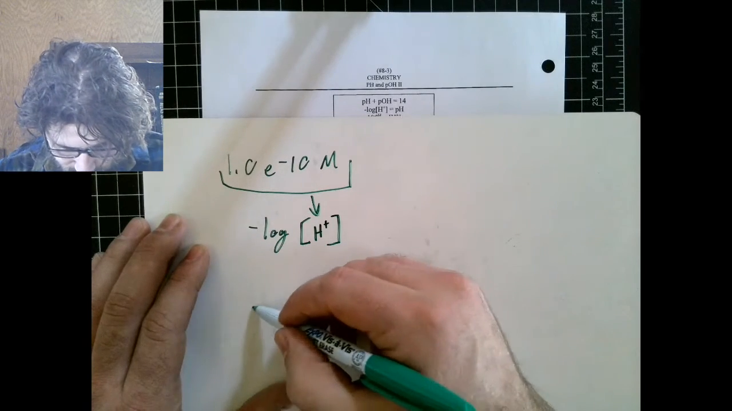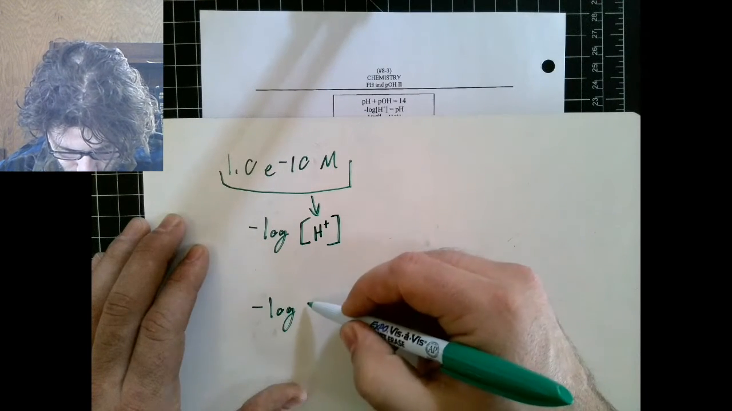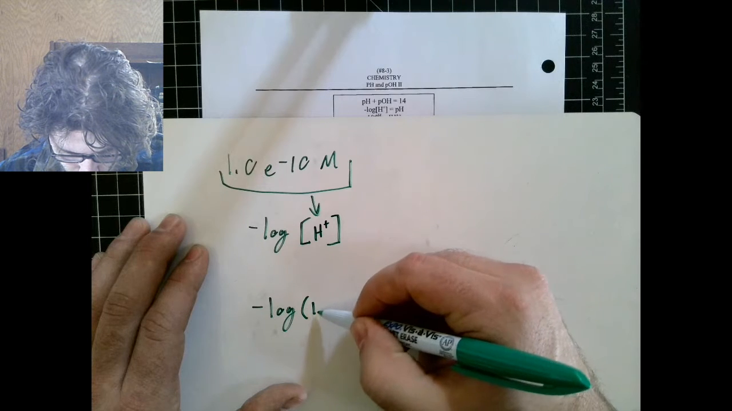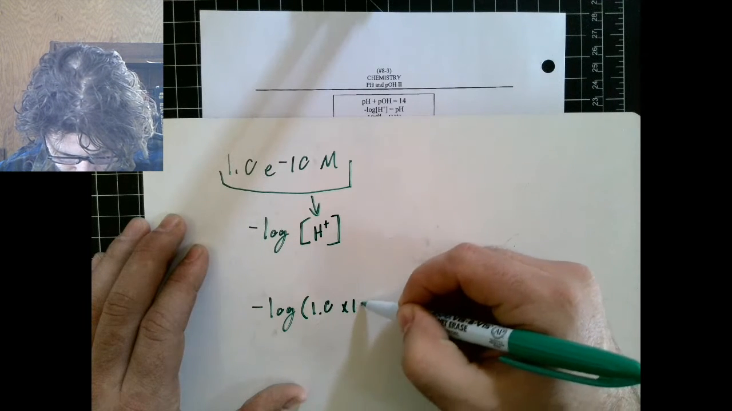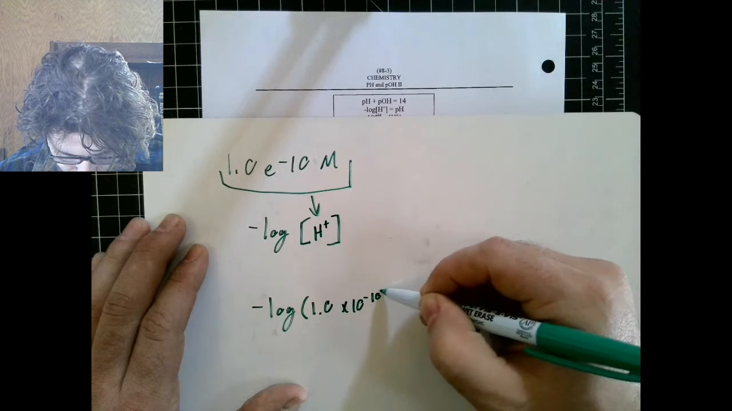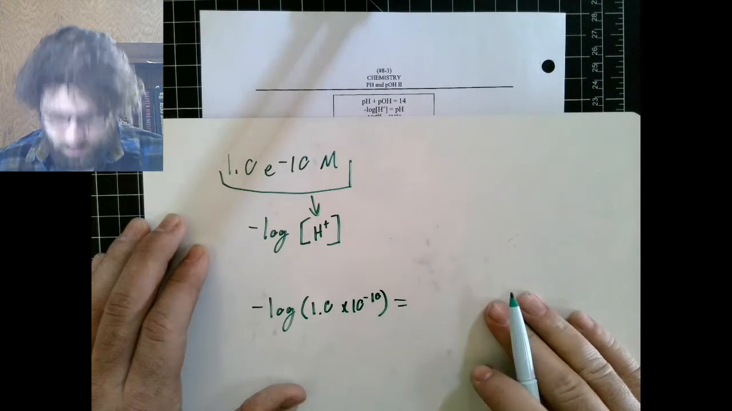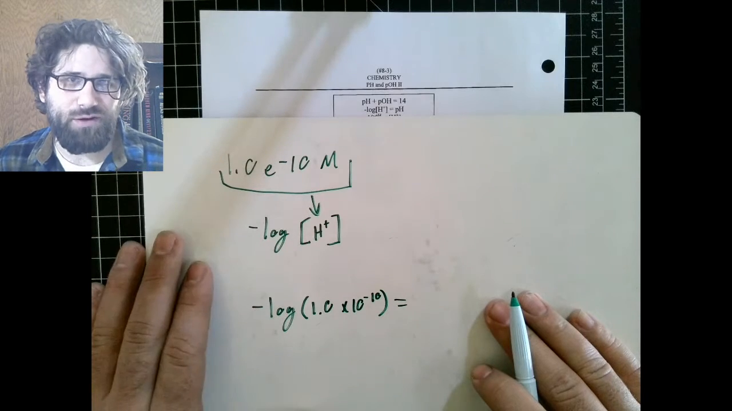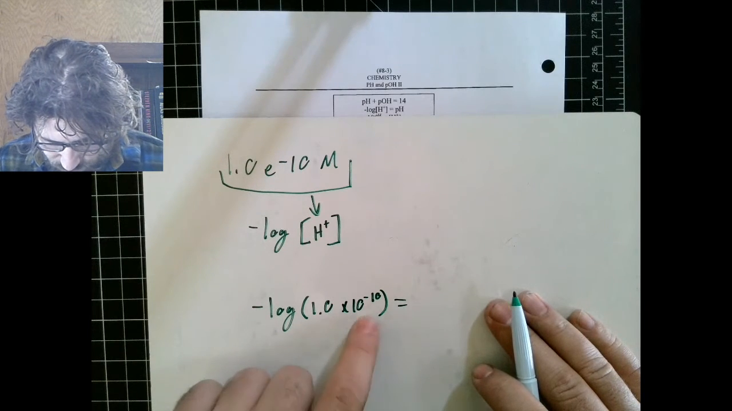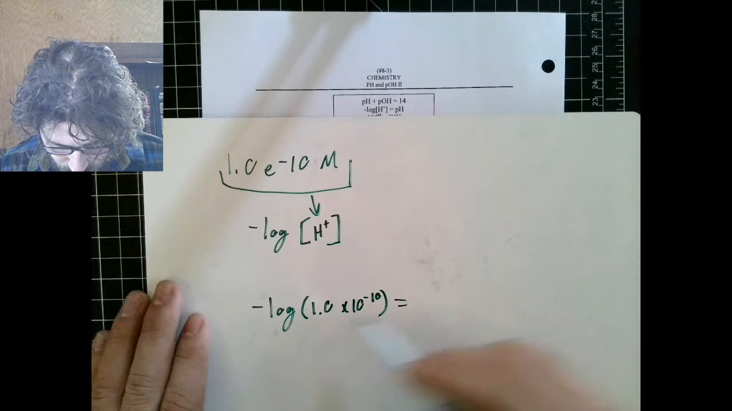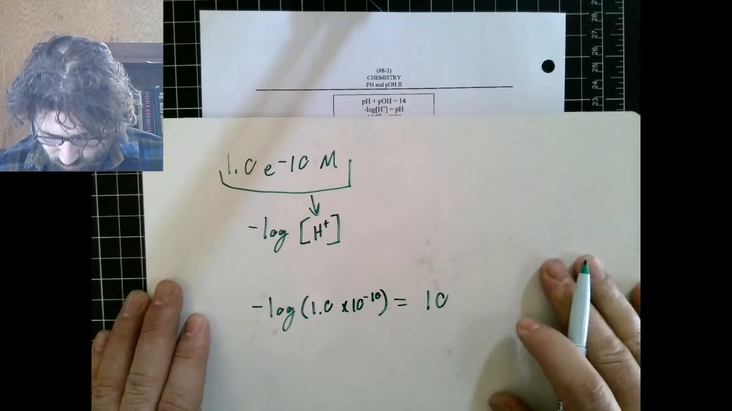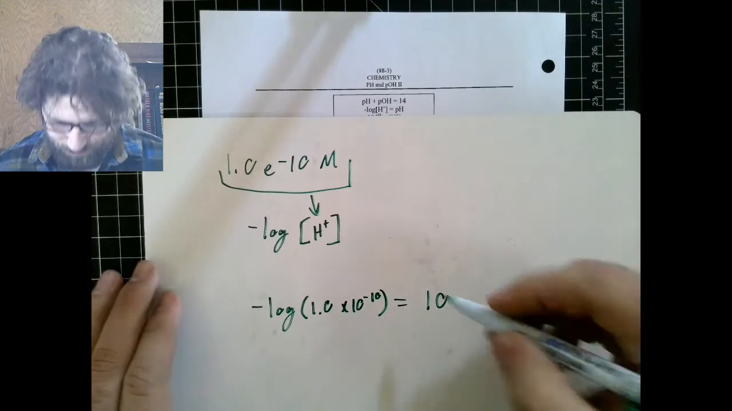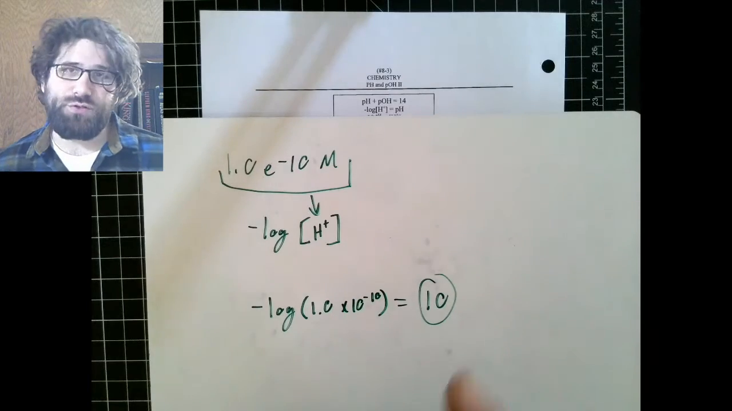So I'm going to get the negative log of 1.0 times 10 to the negative 10th equals, and when this is just 1.0, these are really easy to figure out. Because 1.0 times 10 to the negative 10th, well, the negative log of that is just going to be 10. Nice and simple. So that's our answer for the first one.